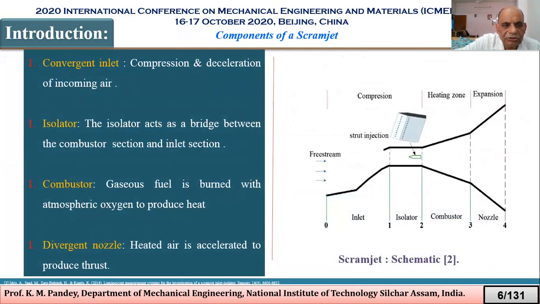Then the isolator. The isolator acts as a bridge between the combustor section and the inlet section. In the combustor, gaseous fuel is burned with atmospheric oxygen to produce heat. And in the divergent nozzle, heated air is accelerated to produce thrust. And this is shown in the diagram also.